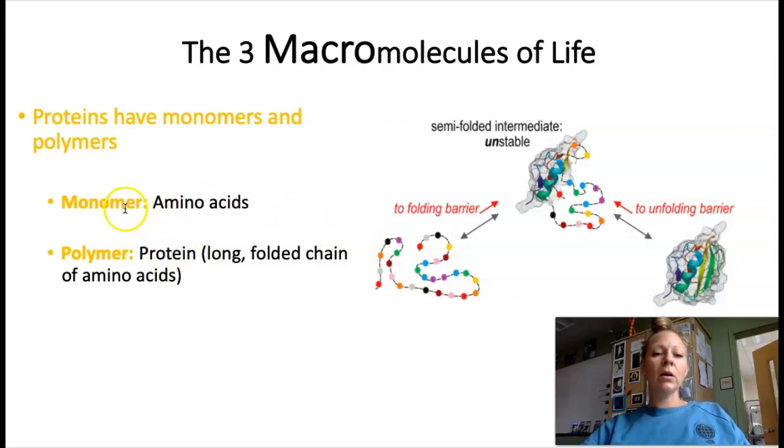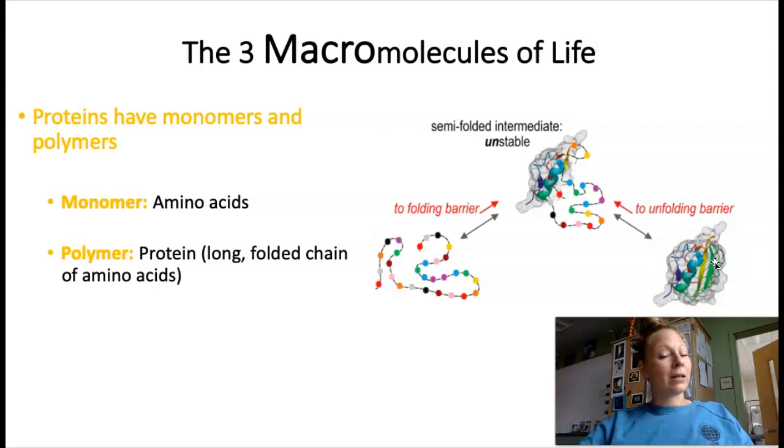So the monomer of a protein is an amino acid, and the polymer of a protein is a protein. And so here you can see our chain of amino acids, and what happens is they get folded into a special shape that allows it to perform a function. So here it would be a folded up strand of amino acids, what we would call a protein, and it would do a job in the body.